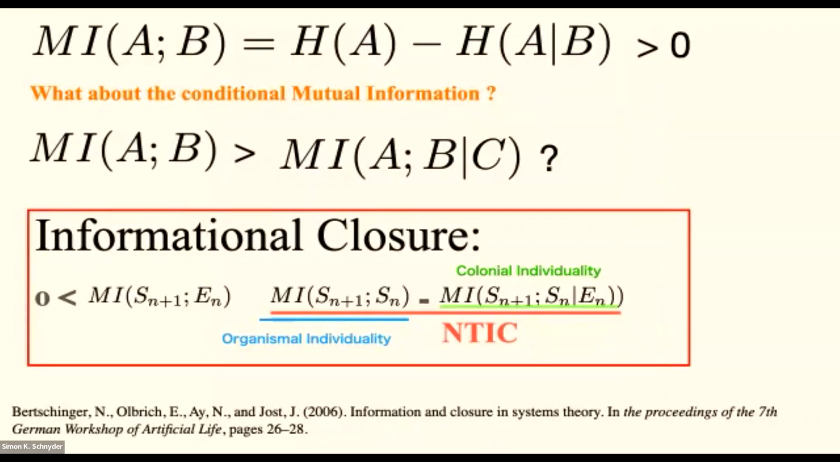So I calculated, well, usually the mutual information. The mutual information is interesting. Mutual information between A and B, where H is the Shannon entropy, is the Shannon entropy of A minus the entropy of A conditioned by B, right? So of course, it should be positive. That's what we learned from our school days, right? But most interestingly, what about the conditional mutual information?